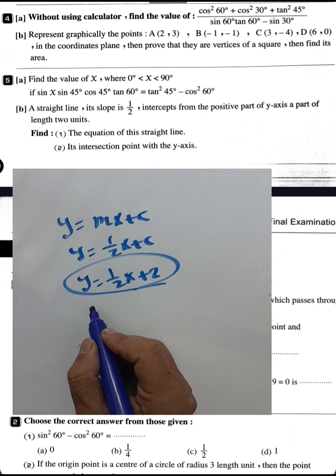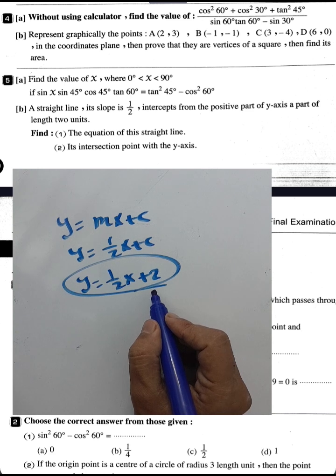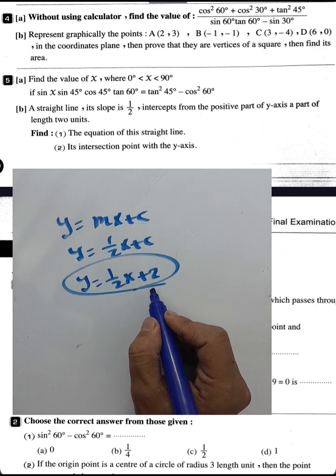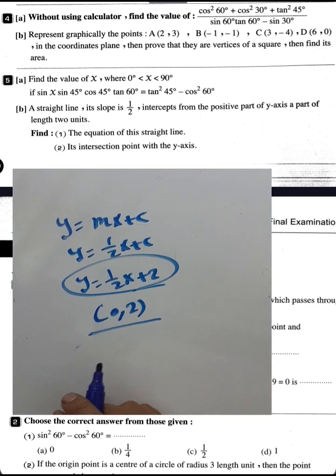Find number 1, the equation of the straight line, okay? And the intersection point with the y-axis. The intersection point with y, it will be what? 0 and 2. That's okay. It's easy. Understood?